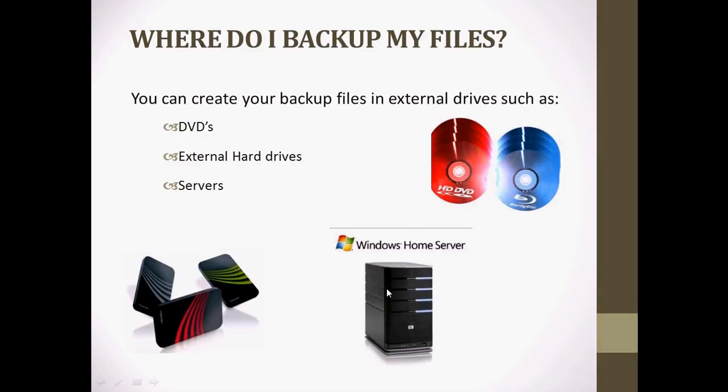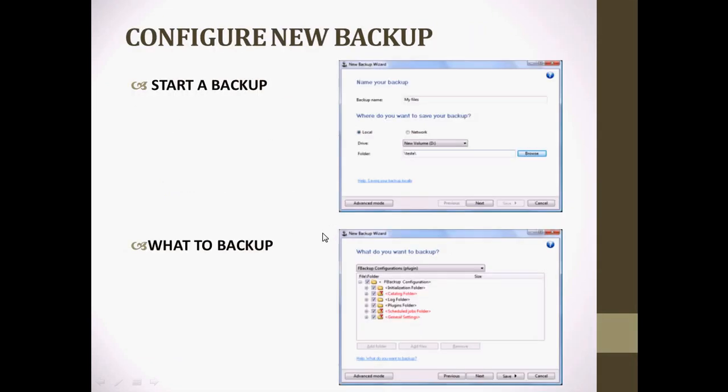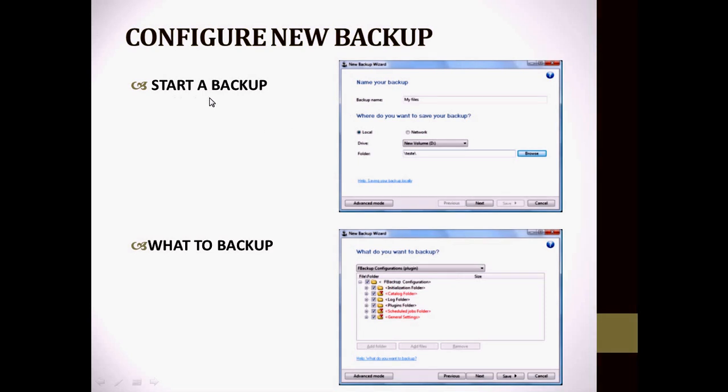Okay, so now where do I need to back up my files? Okay, first we can create the backup files on external drives like a DVD or your external hard disk or your servers. You can save the backup files inside here. Okay, how do we do our backups? Okay, at first we start a backup, and then we have to name the backup. Maybe you want to put your name, my files or whatever, and then you have to choose where you want to save your backups. You choose the drive that you want, or you browse to the external hard disk that you have.